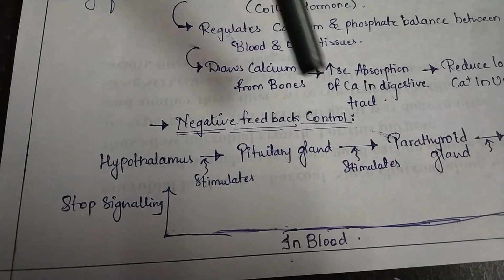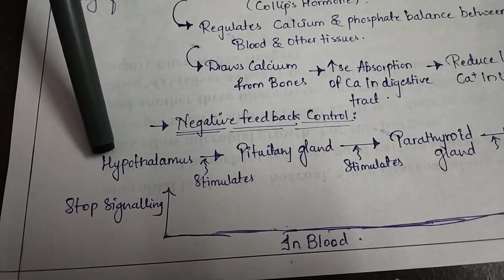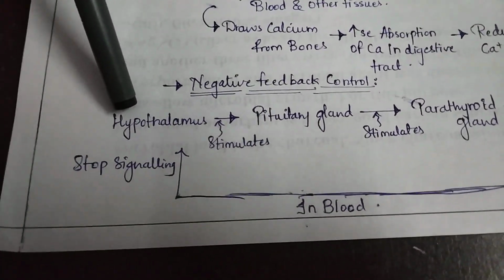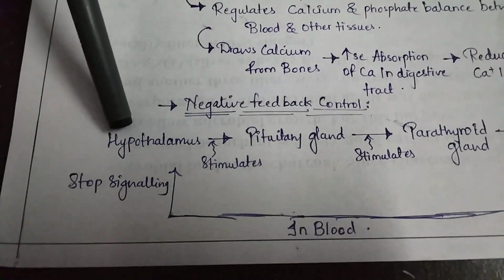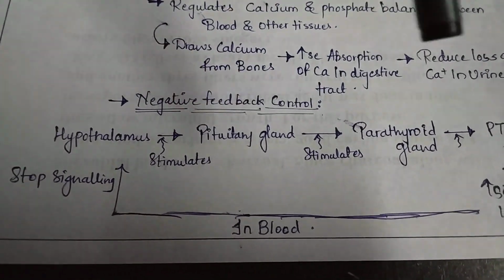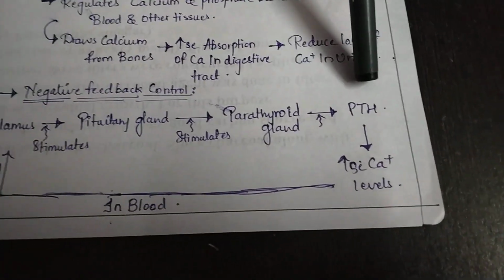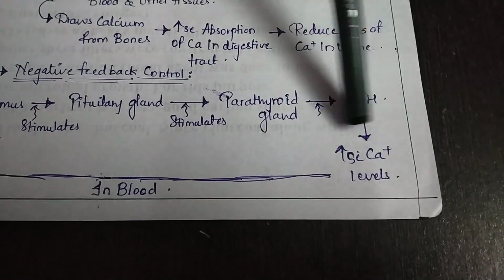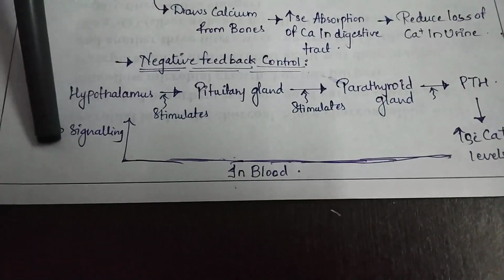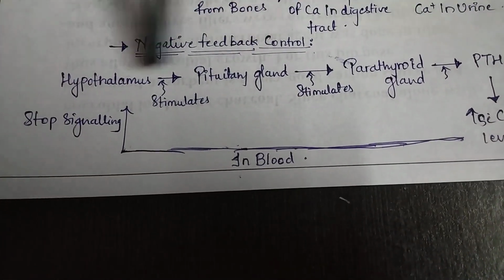What does it mean? Basically I'll tell you all the assembly. Whenever the hypothalamus receives a signal, whenever there is a deficiency of calcium, or any category of signal which concerns the PTH, it will stimulate the pituitary gland. The pituitary gland will stimulate the parathyroid gland. The parathyroid gland will release PTH. This PTH will increase the calcium level. Now this increased level of calcium inside the blood will go and stop the signaling which is going to the hypothalamus for this stimulation.